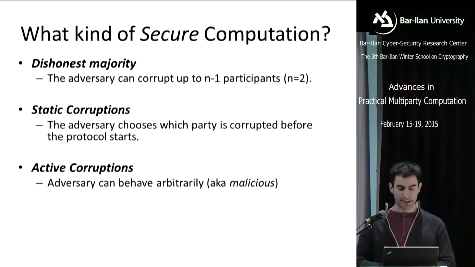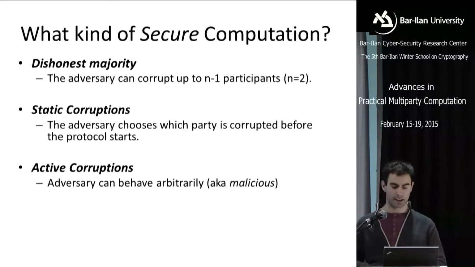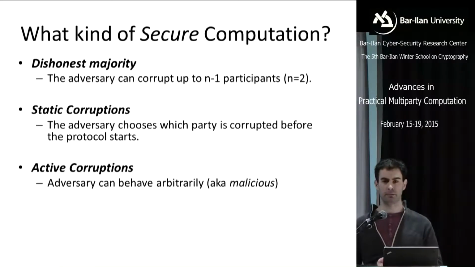I'm also going to consider active corruptions, which means that the adversary can behave arbitrarily. They can do whatever they want. This is also known as malicious or Byzantine.